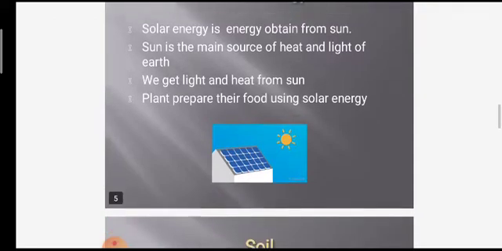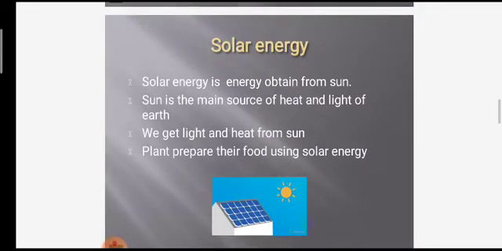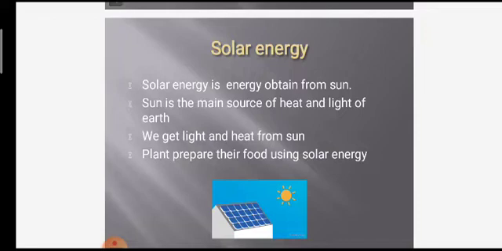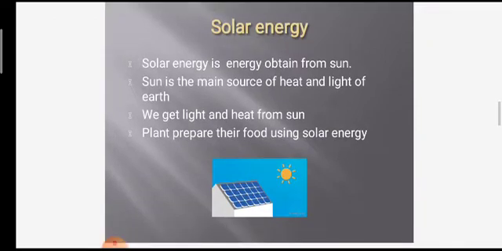We get light and heat from the sun. Plants prepare their food using solar energy. Solar energy means energy from the sun.